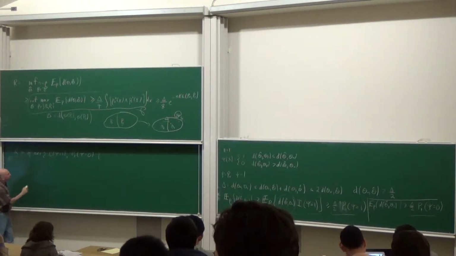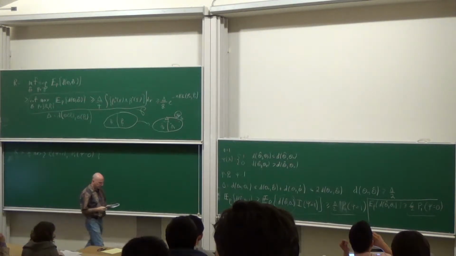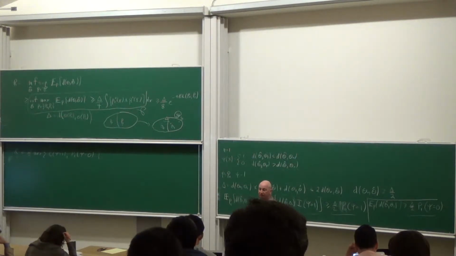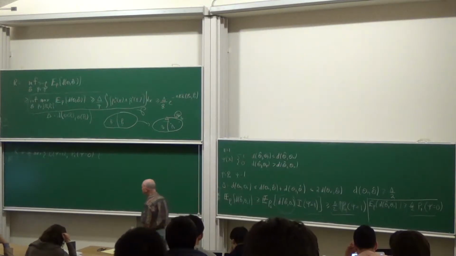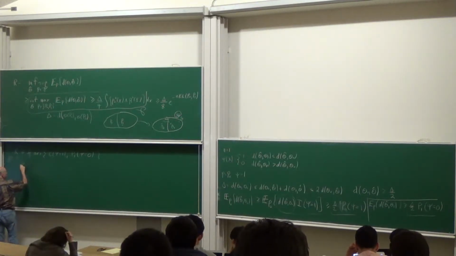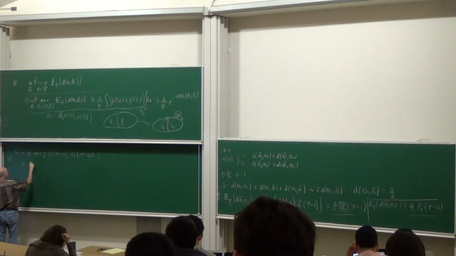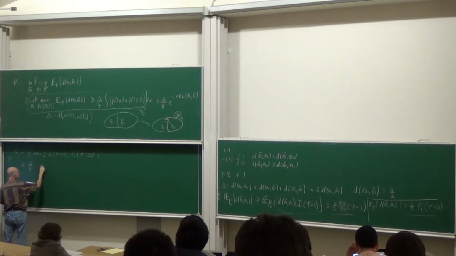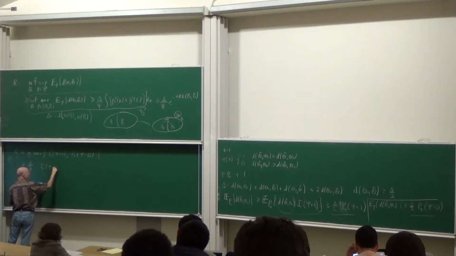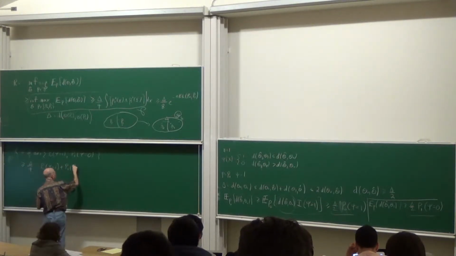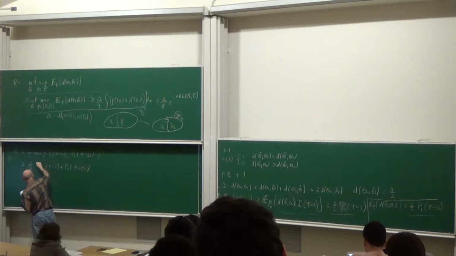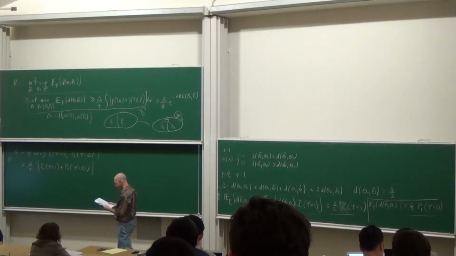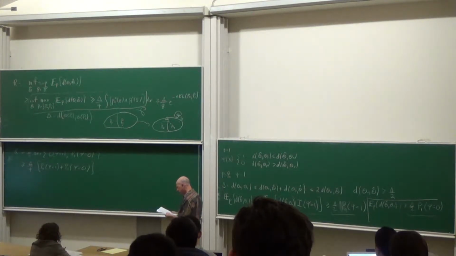But what are we going to do about this max? Well, we're going to use a very simple trick. The maximum of two non-negative numbers is bigger than or equal to their average. So this is bigger than or equal to the average of those numbers. So now I'm going to get delta over 4 times the probability, because I'm going to take a half of that. I just took that 1/2 there.